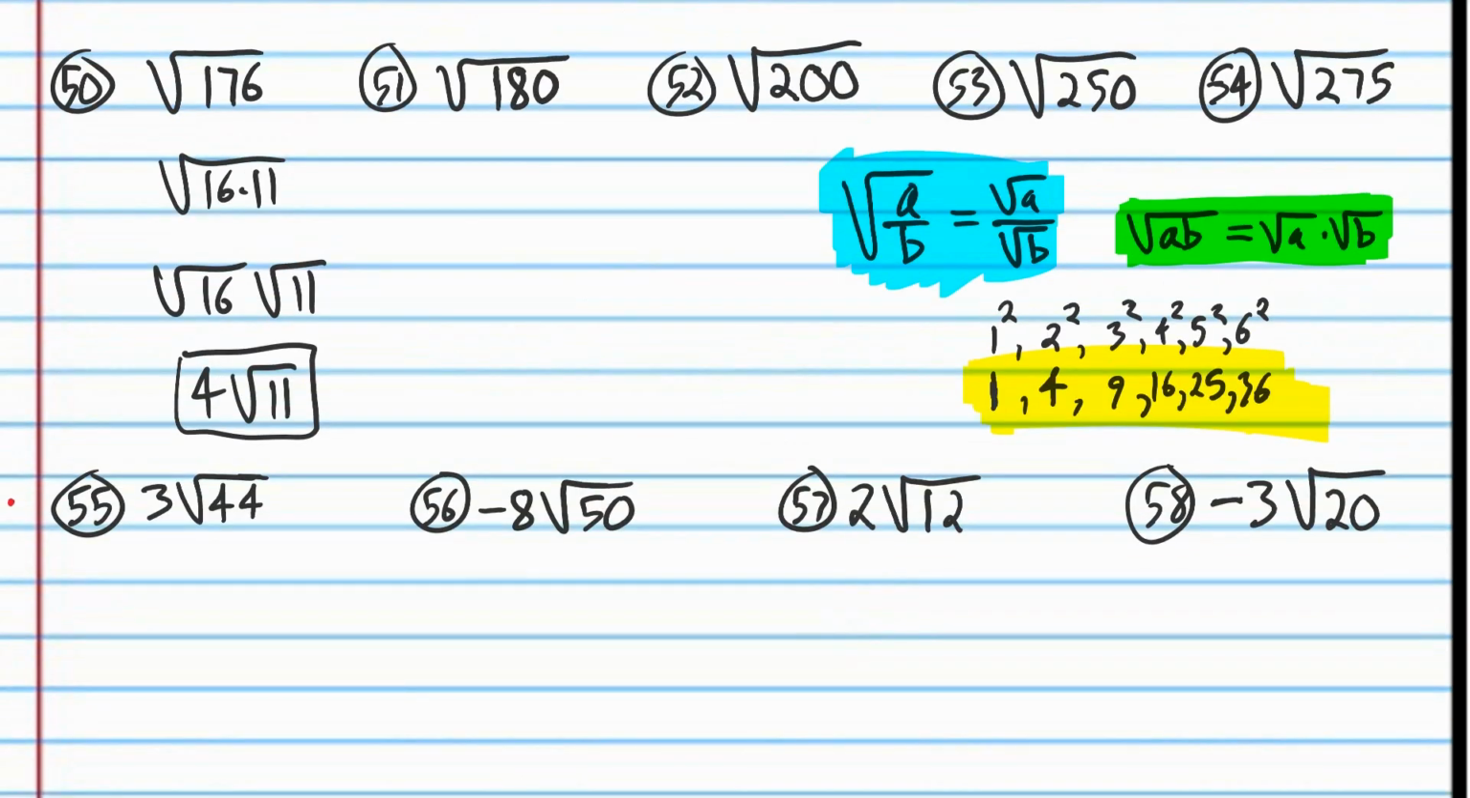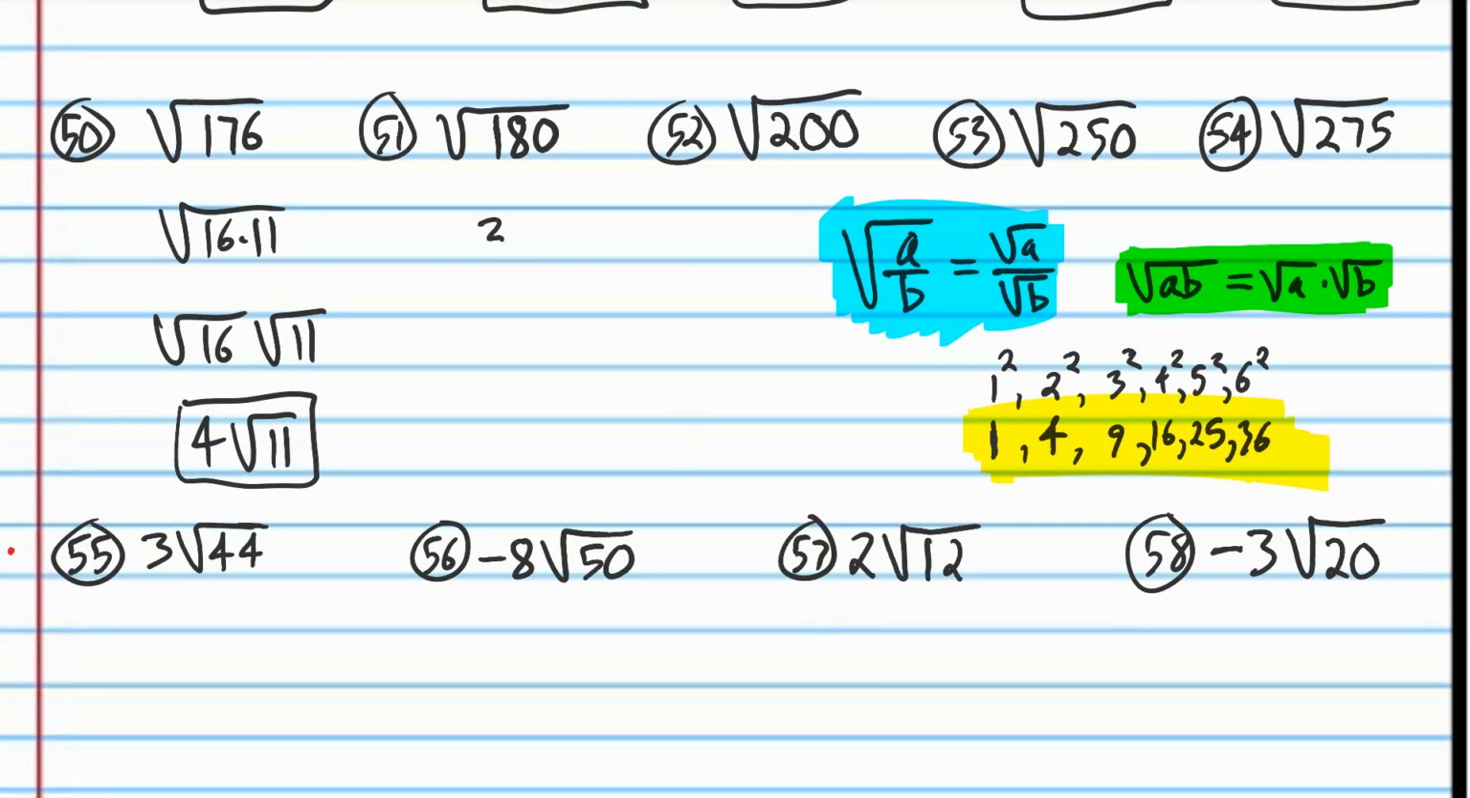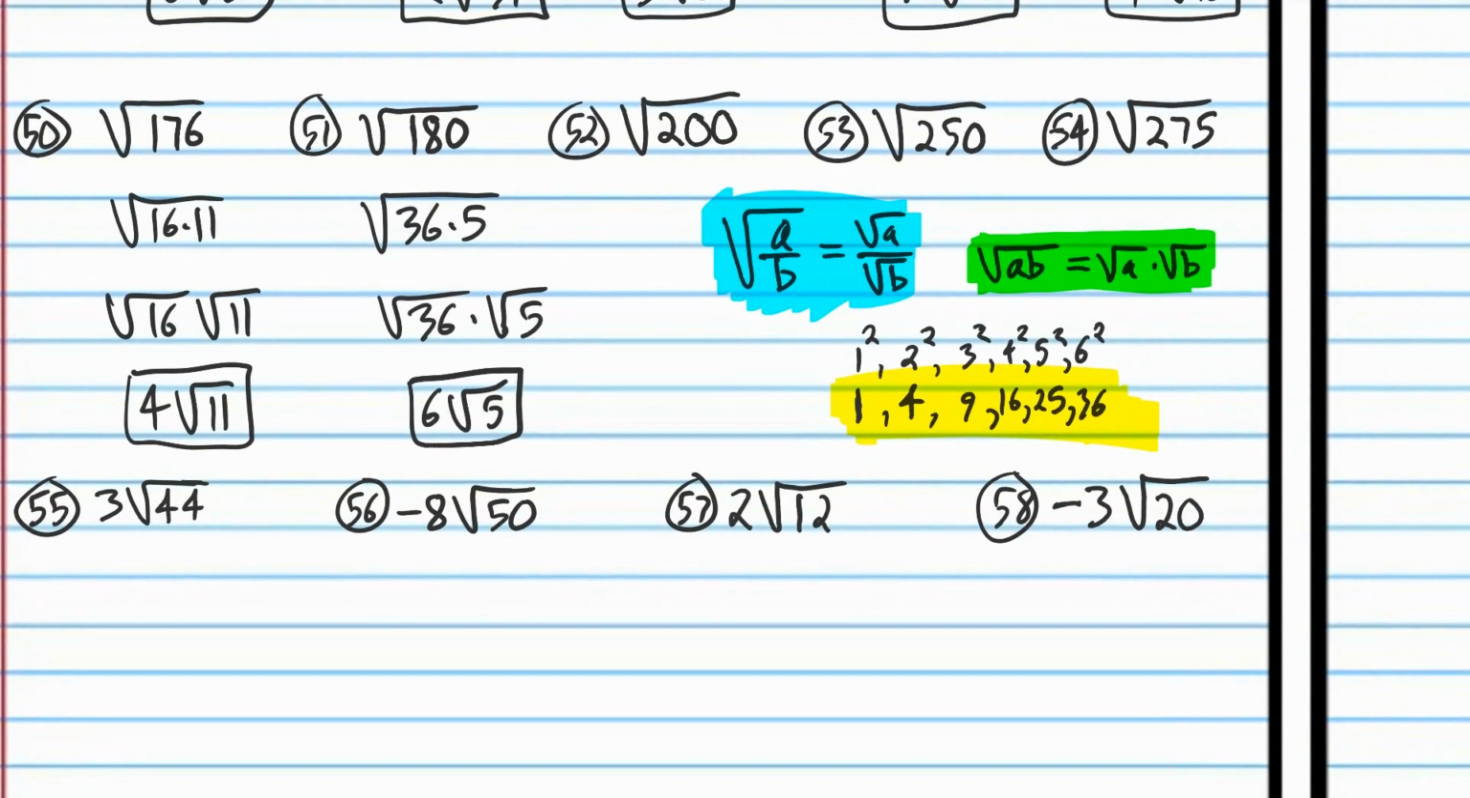So now we have 36 times 5. So why is that the factorization that we're looking for? It's the factorization because we now have a number that's a perfect square and a number that's neither a perfect square nor does it contain a perfect square as a factor. So use the green principle over here, and we have 6 square root 5. So if you got 6 square root 5, good job.